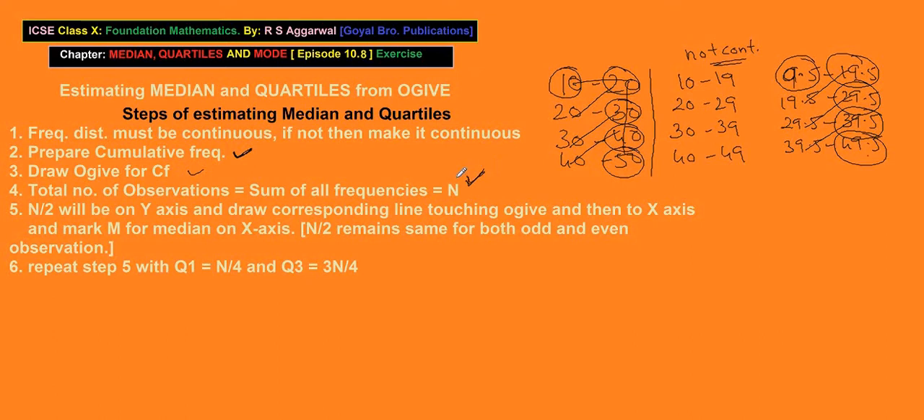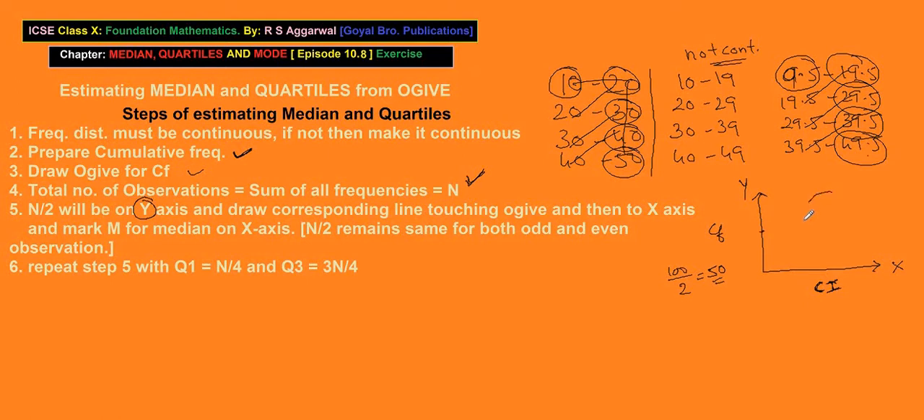Now you divide the number of observations by 2 and mark it on the y-axis, then draw a line touching the ogive and then to the x-axis. So if it is like this, here this will be your class interval, and this will be your cumulative frequency. This is which axis? Y-axis. This is which axis? X-axis. So if suppose it is 100 observations, then divide by 2. You got 50. Then you find 50 here.